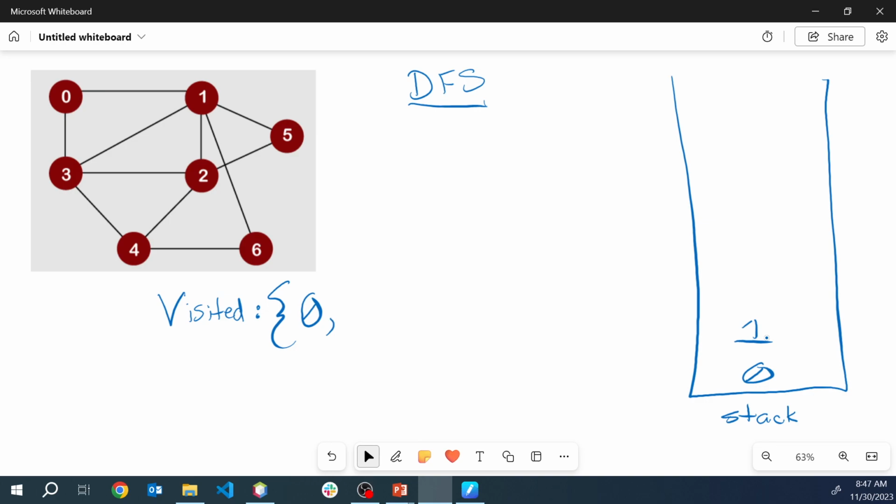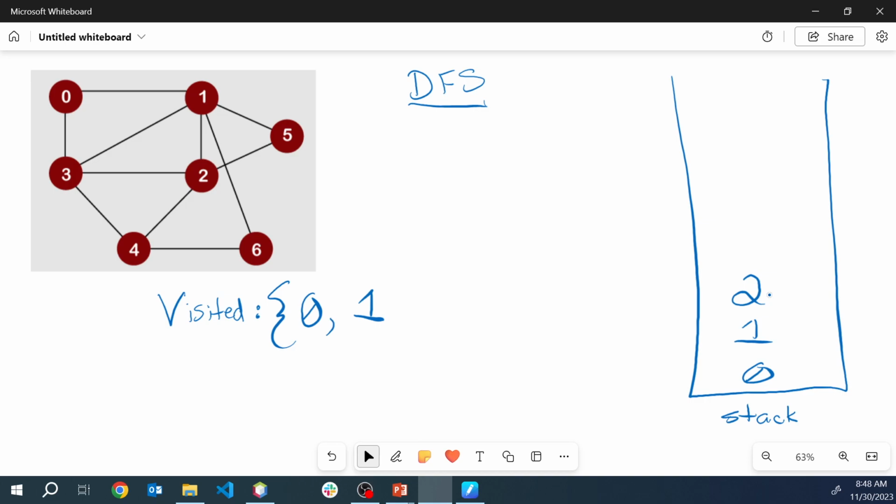Next iteration. What do? We're going to look at the top of the stack. We see a 1. We're going to mark it as visited. And we're going to find 1's first unvisited neighbor. Well, 1 is connected to 0, 3, 2, and 5. 0 is already visited, but 2, 3, and 5 are unvisited. So we're going to pick 2, the first one, and put it into the stack.